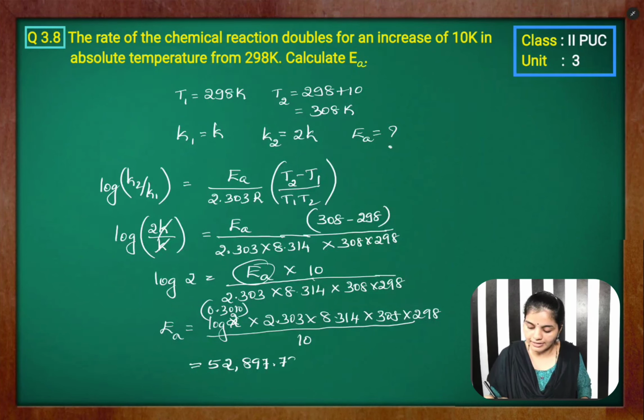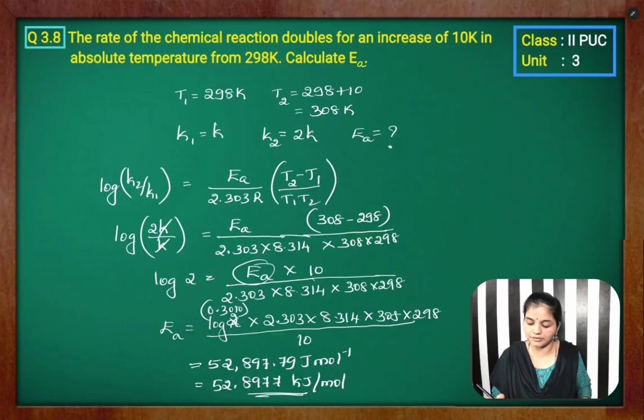52,897.778. This is in terms of joules per mole. So I can write this as 52.8977 into 10 to the power 3 joules per mole, that is equal to 52.8977 kilojoules per mole. So this is the answer for the activation energy for the given reaction. It's 52.8977 kilojoules per mole.